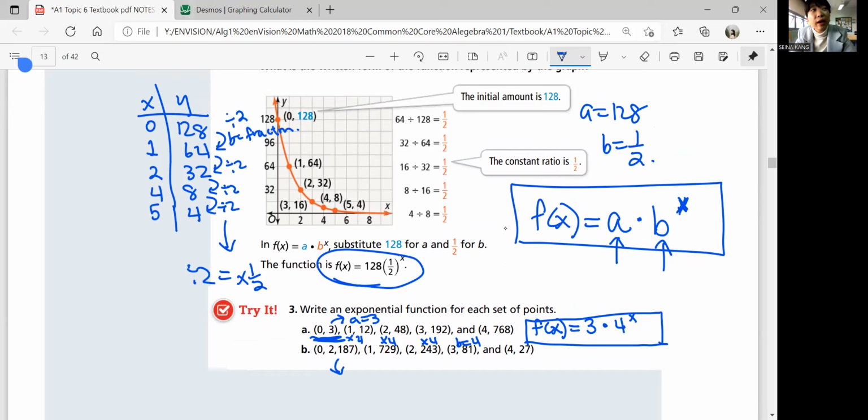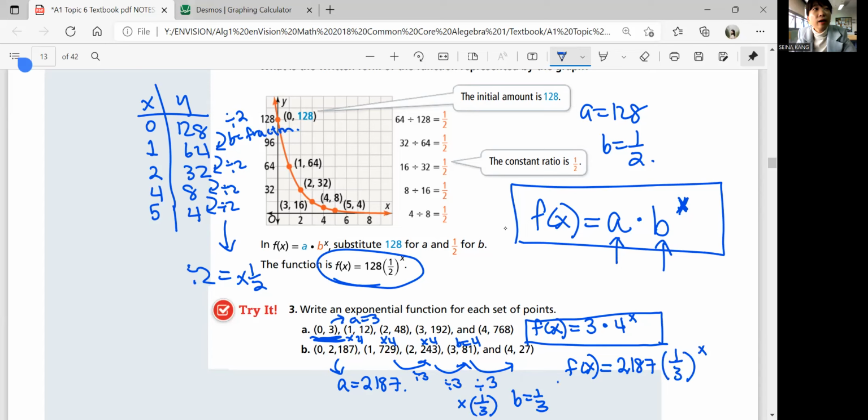(0, 2187) tells you that your initial value is 2187. Okay, what is your B? If the first two numbers are too big, look at the numbers at the back. When x is equal to 3, y is 81. When x is equal to 4, y is 27. So 81 divided by 3 is 27, and you can check other numbers as well: divided by 3, divided by 3. So in multiplication, you're multiplying by the constant ratio of 1/3. So your base is 1/3. The exponential equation for part B is 2,187 times 1/3 to the power of x.